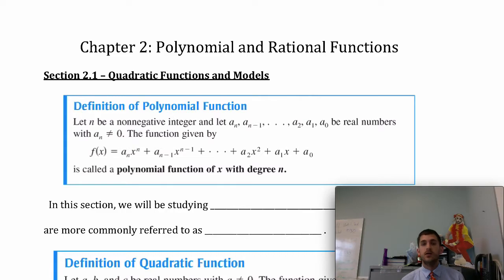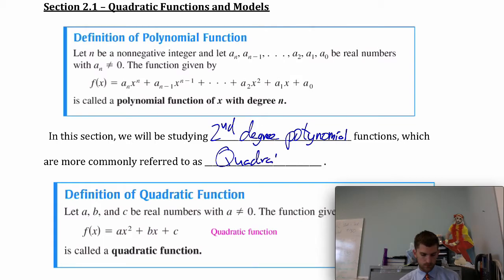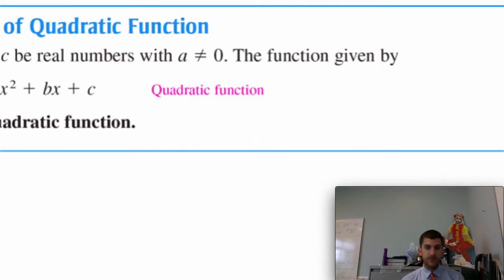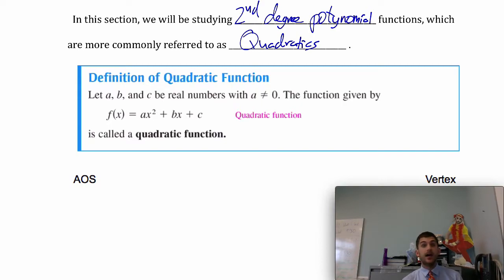Essentially, the degree is your highest exponent. In this section specifically, we're going to focus on second degree polynomials, and those are called quadratics. So, focusing specifically on quadratics, let's use this definition here. The definition of a quadratic is: let a, b, and c be real numbers and a not equal to 0. Then the function given by f of x equals ax squared plus bx plus c is a quadratic function.